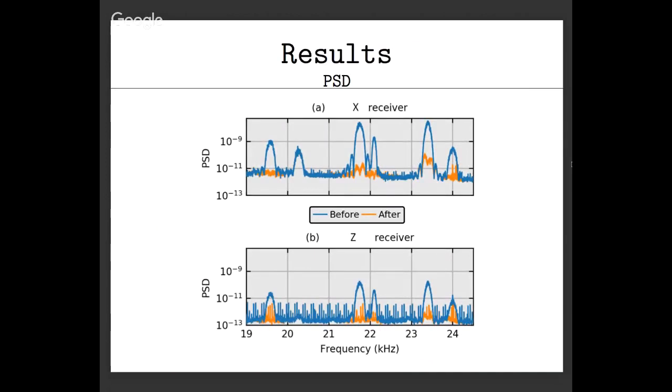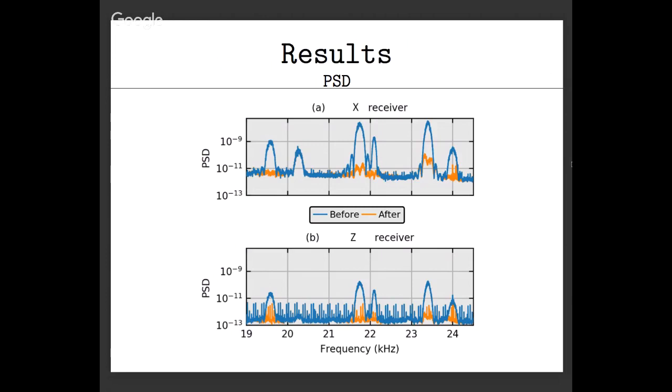So the blue curves are what we saw before. We have an X receiver, a Z receiver. The blue is the noise spectrum before removal, and the orange signal is the noise spectrum after removal. And what you can't see here, really, on this receiver is the spectrum of the TEM signal. The synthetic TEM signal was with a 1D earth. I think it was just a 50 ohm half space.